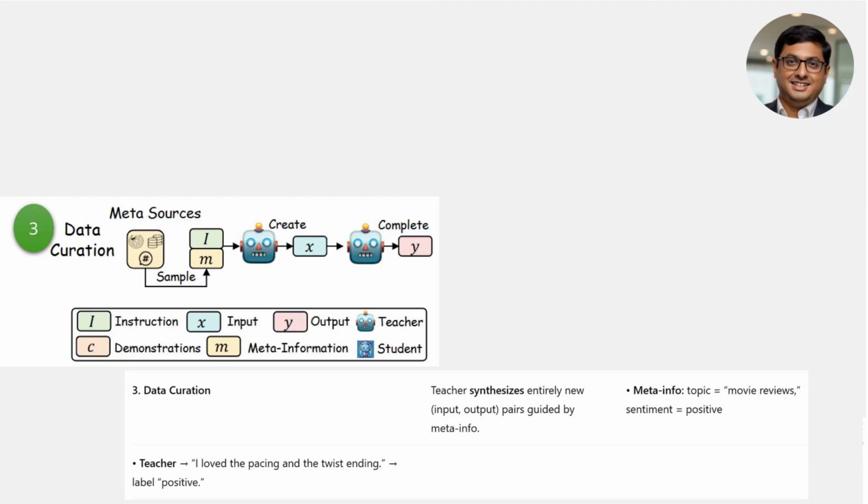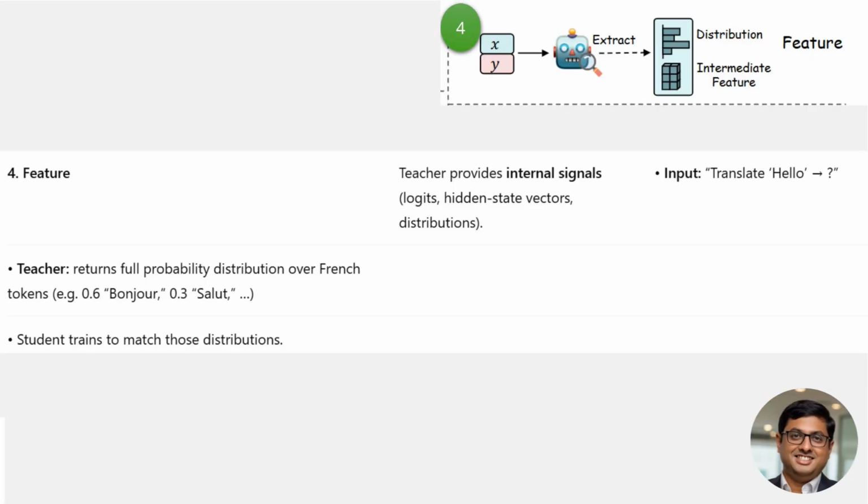The third way is to have the teacher model synthesize a collection of data given a topic. For example, a topic of movie review is provided with the task to generate positive review example pairs. The fourth way is to feed some data into the teacher and extract the teacher's internal knowledge features, such as data distributions or logits, and use that meta-information as the training target.